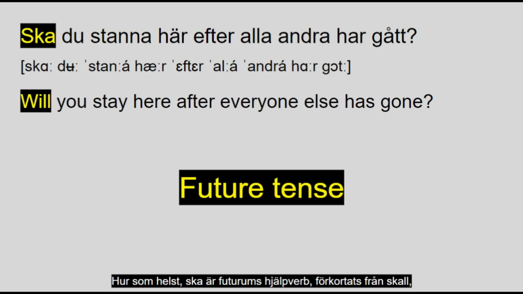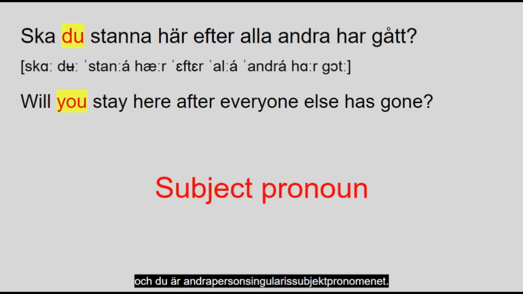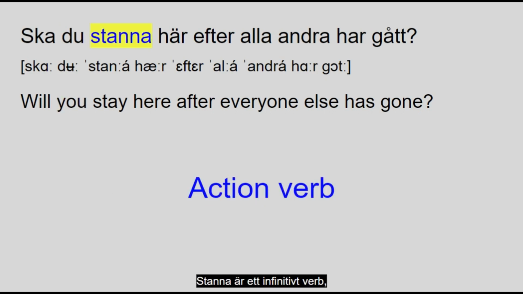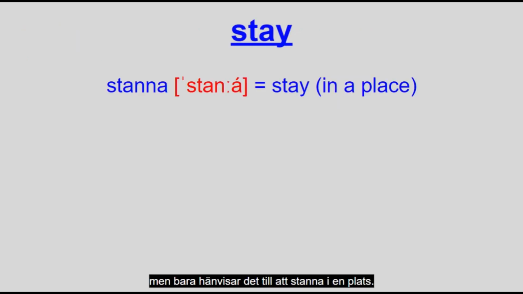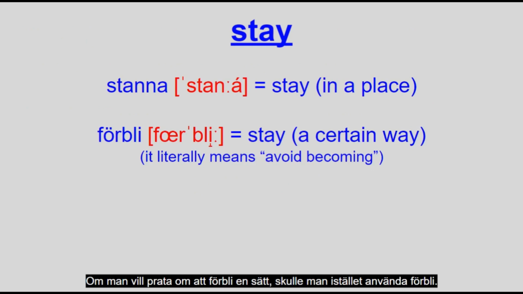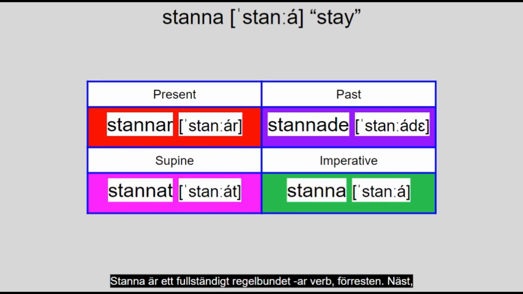Anyway, ska is the future tense auxiliary short for skall, and du is the second person singular subject pronoun. Stanna is the infinitive verb meaning stay, but it only refers to staying in a place. If you want to talk about staying a certain way, you would instead use förbli. Stanna is a completely regular out-of-class verb, by the way.